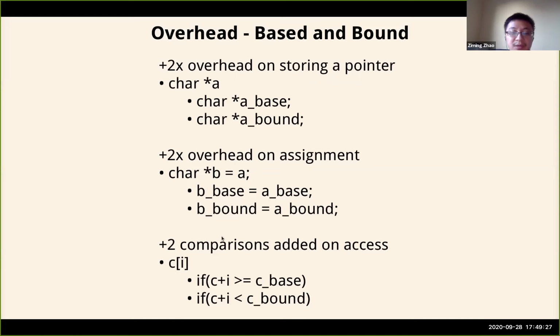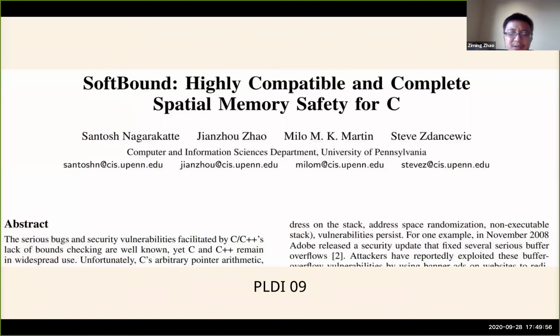And also, if there is any dereference like this, you have a C and you want to get the ith element of C, this is a dereference. Whenever there is a dereference, you also need to check at runtime. So this is basically adding two more checks. This is how most high-level programming languages, like Java and Python, implement this. And for C, we can do it, but usually people don't want to because it's too costly.